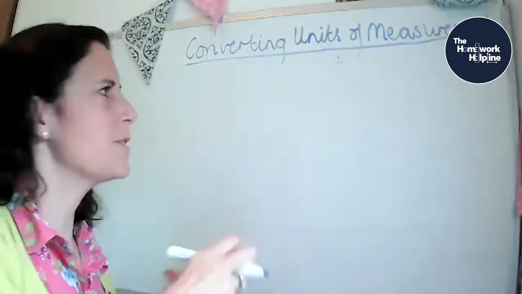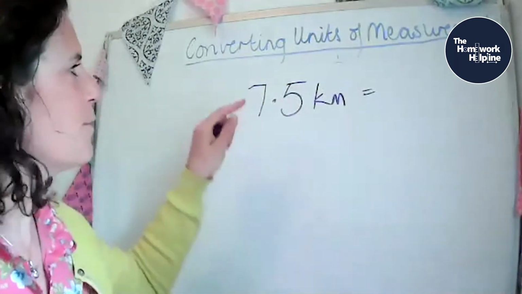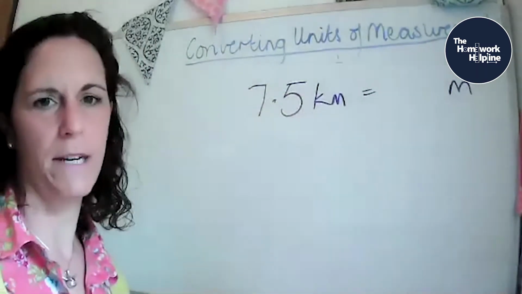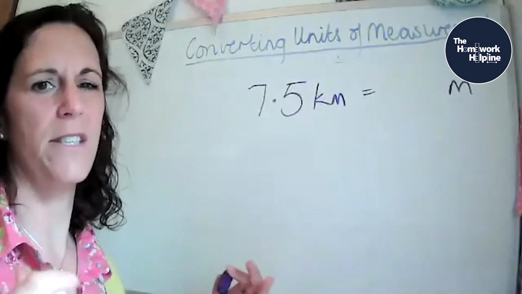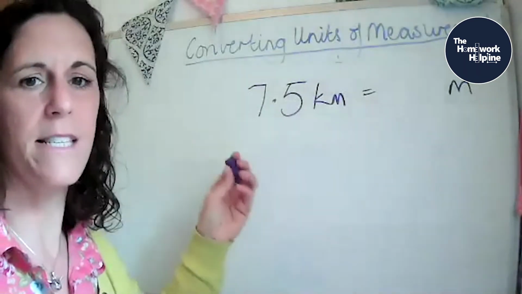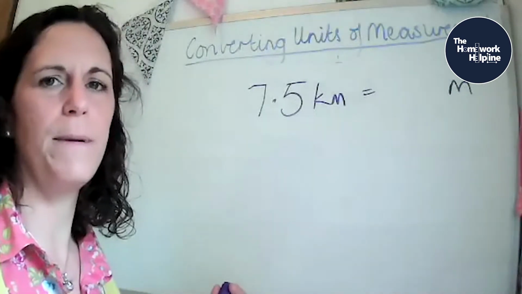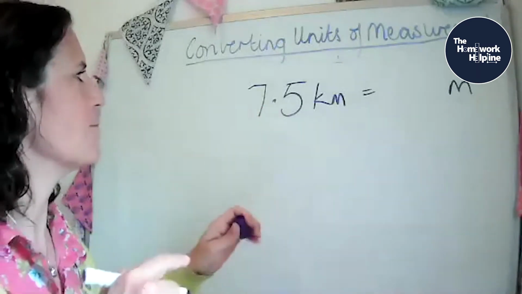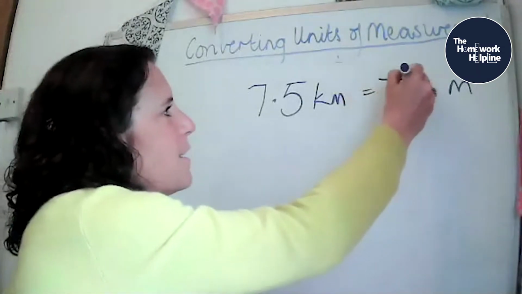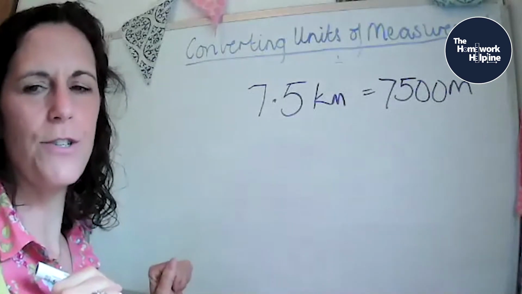Okay, so if we have 7.5 kilometers. Now, if you look at your chart, if we're turning kilometers into meters, then the number is going to be getting bigger, isn't it? Because kilometers are much bigger than meters. There's going to be lots more meters inside those kilometers. So we need to times by something. Is it 10, 100, or 1,000? So remember that there are 1,000 meters in a kilometer, so we need to times by 1,000. So the 7 moves 3 digits to the left, which is 7,500 meters.